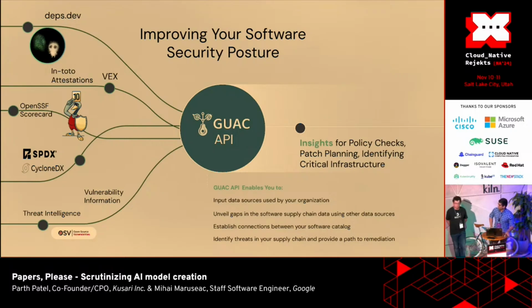So GUAC is an open source project that both Mihai and I are maintainers on. It started off because we wanted to be able to ingest software metadata in general. So we wanted to make this very flexible. GUAC is very pluggable. It currently takes in SBOMs, software bills of materials. It takes in Scorecard information from OpenSSF. It takes in in-toto attestations, which is like SLSA and so forth, and vulnerability information and all that kind of stuff.